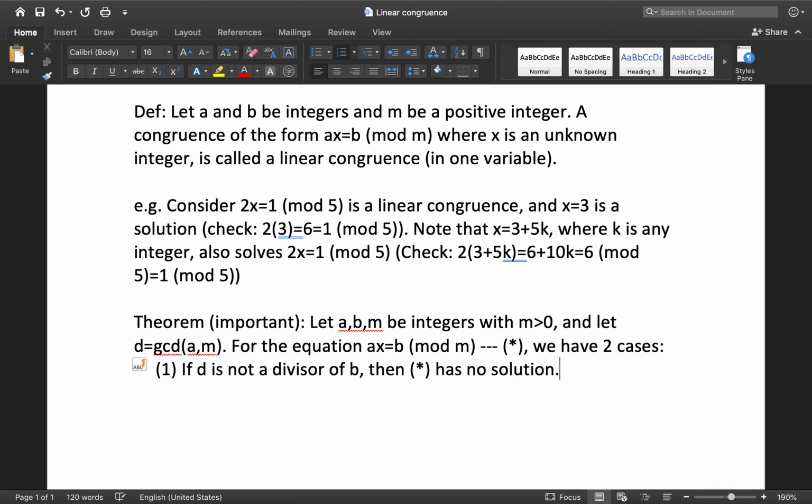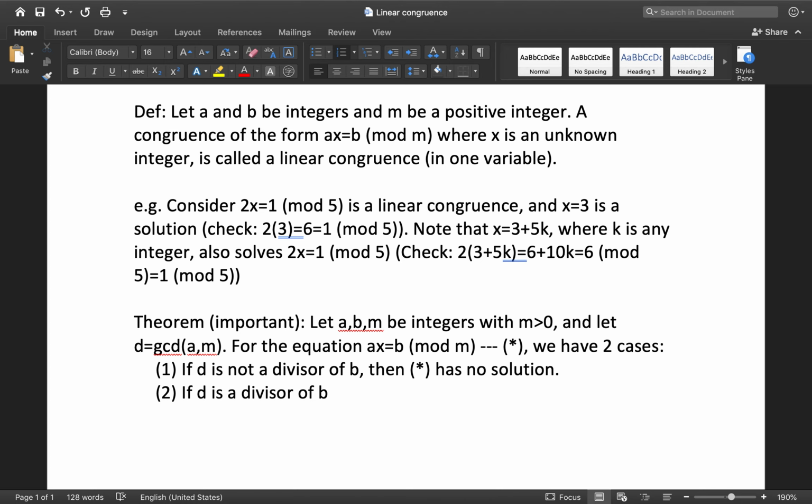This is the first case. You should be very happy if you find that the GCD is not a divisor for b, because then we are done. We don't have any solution. But if not, for example, if d is a divisor, you only have two cases, right? Either d is a divisor or not a divisor for b. So that's the other case.